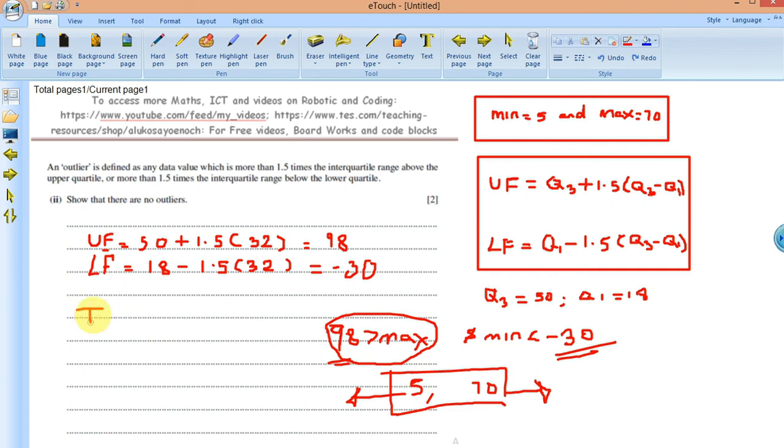There are no outliers. Outliers are extreme values, guys. Okay, guys, this is the end of the question. Let's just go to the next question, guys.